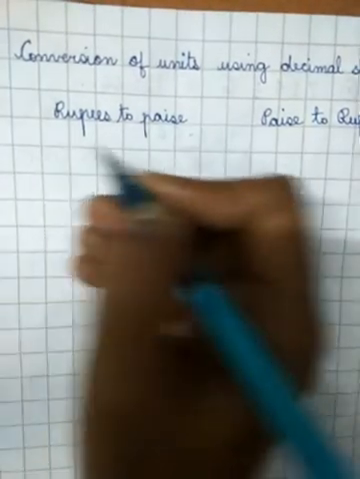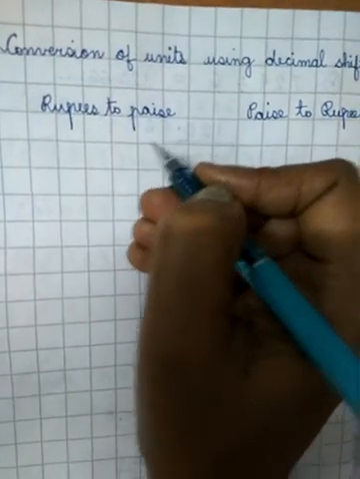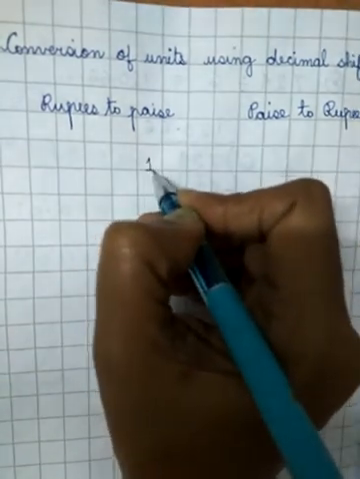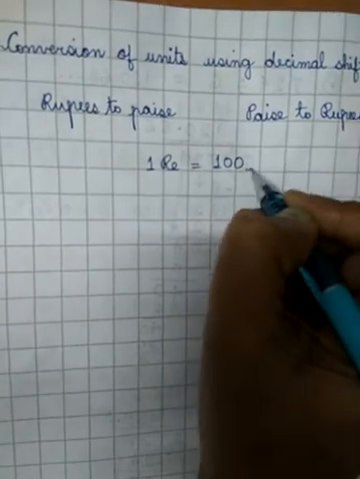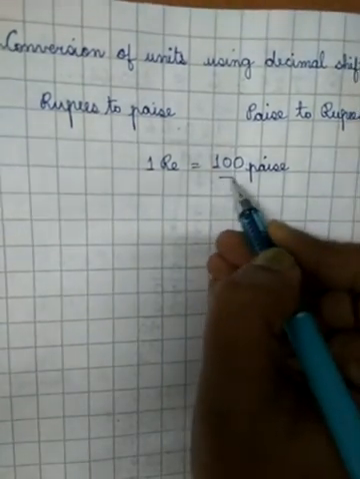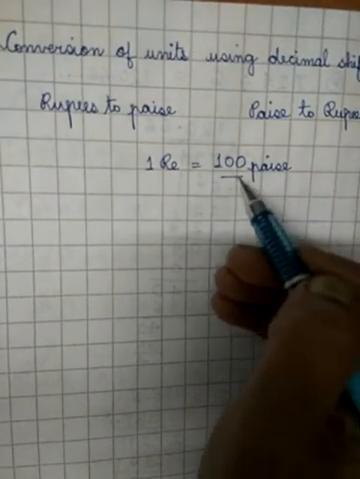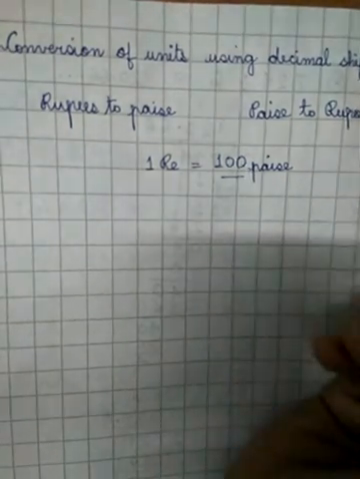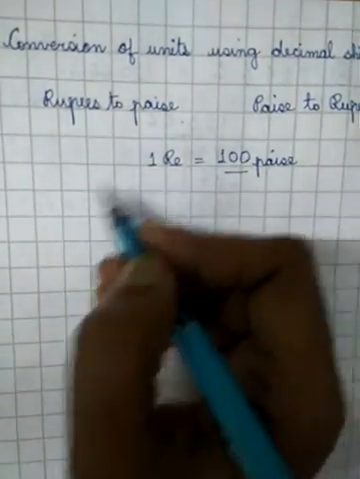So first, you should know how many paise make a rupee. So you know that 1 rupee means 100 paise. Okay, so how many zeros are there? 2 zeros are there. So now you will be very confident in using this one. Okay, now let us come to first rupee to paise.